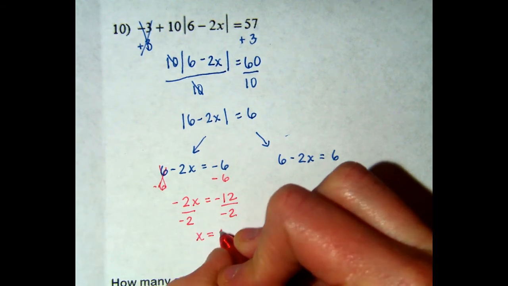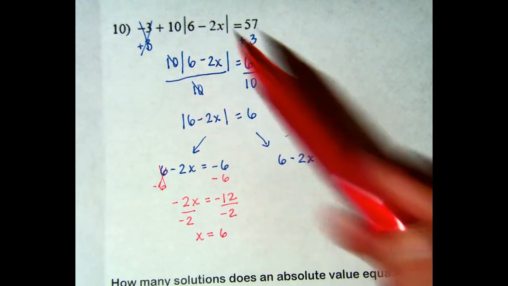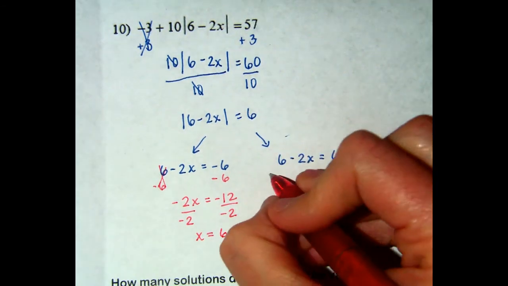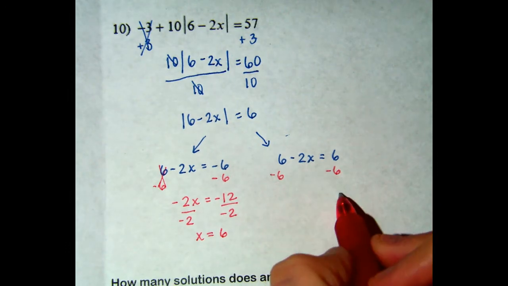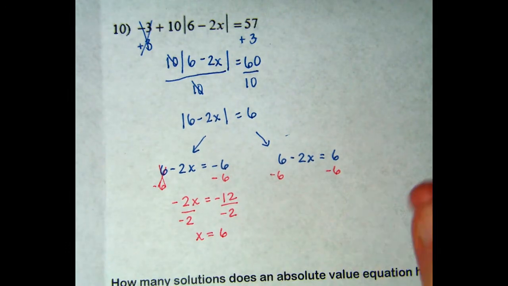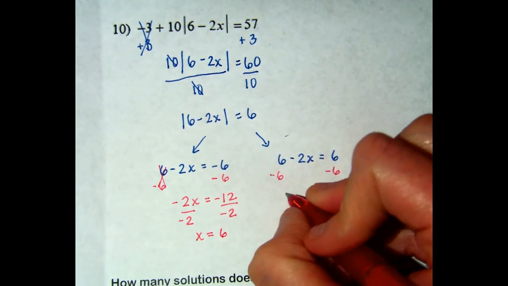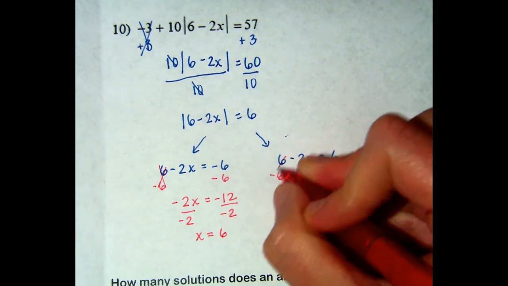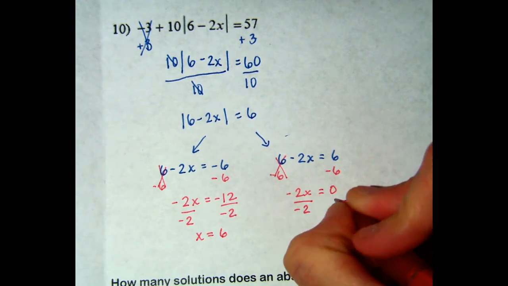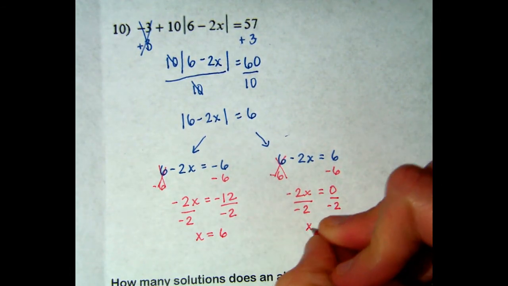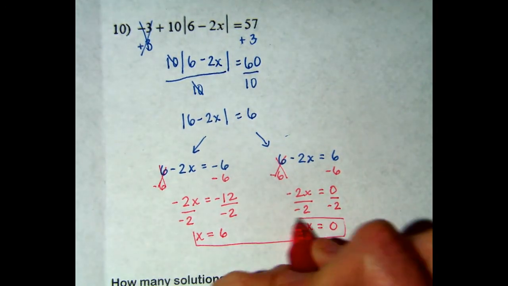X equals positive 6. Again, to check, you can go plug it back in for x, see if it works out. Alright, again, subtract 6. Remember, these are actually the same process. I just will get a different solution because this is a positive instead of a negative. So negative 2x equals 0. And then x equals 0. So here are my two solutions.